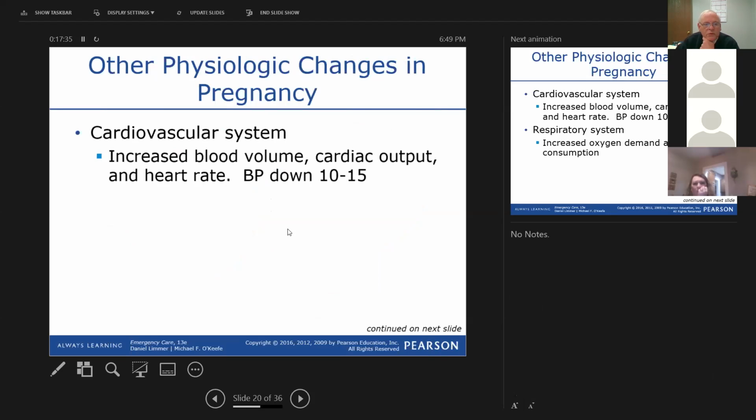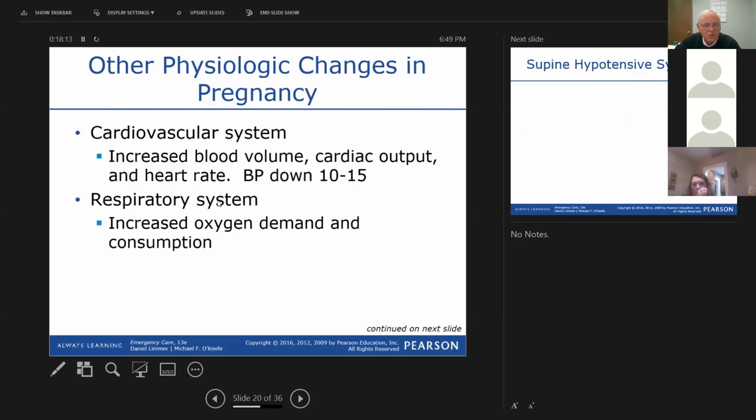So what else happens to mom? She gets almost a 50% increase in her blood volume. And there's an increase in her cardiac output and her heart rate. Cardiac output is the amount of blood that you squeeze out per minute. And so because there's increased blood volume, there's increased cardiac output and heart rate. But because of the increased blood volume, her systolic pressure will actually go down 10 to 15 points on average, because the pressure doesn't need to be as high because we have this extra blood volume running through her system.